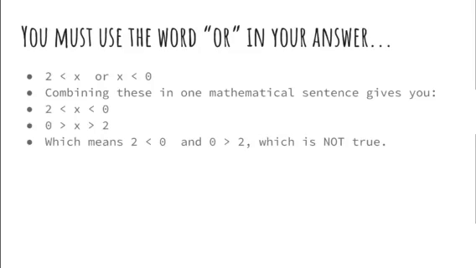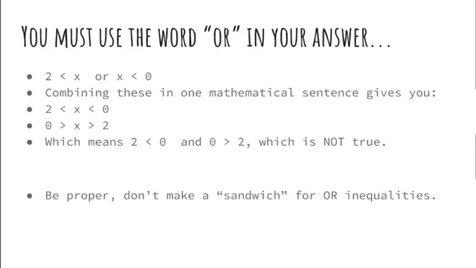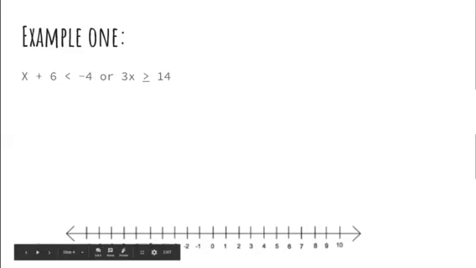But if you take out this x in the middle, you are left with 2 is less than 0 and 0 is greater than 2. That is not true. So by combining them into one mathematical sentence, you have created something that is not true. So when you're doing these problems, remember to use proper mathematical notation and don't make a sandwich for or inequalities. Instead, write out the two inequalities and write that word or.